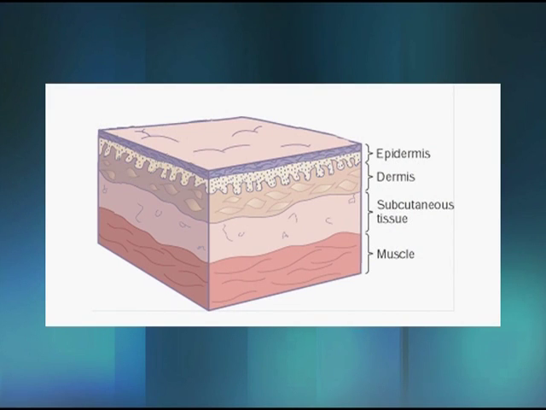Intramuscular injections are administered into the muscular layer of the body, which lies beneath the skin and subcutaneous layers. Absorption is more rapid by this route than through the subcutaneous route. This is because there are more blood vessels located in muscle tissue.